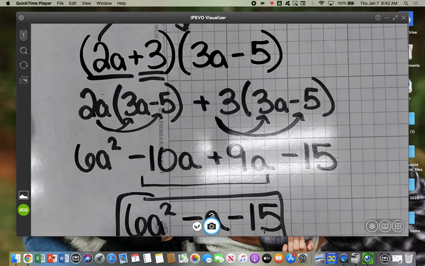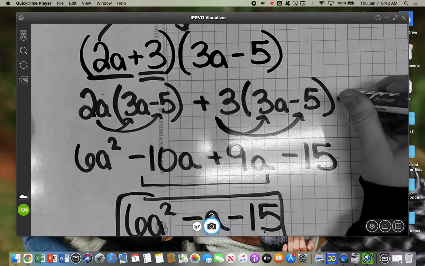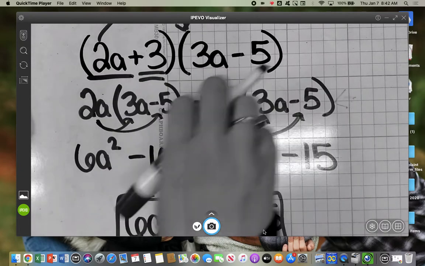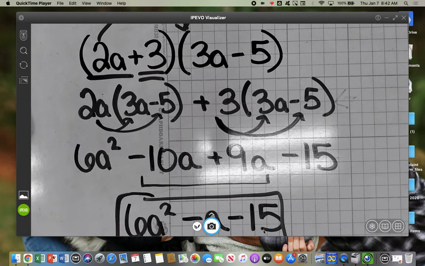Now, if you guys want to skip this step and just go ahead and start distributing and go to this line here, I'm okay with that. And on the next example, that's what I'm going to do. However many terms you have in the first parentheses, that's what you're just going to distribute each term. So you distribute the 2a first, then distribute the 3, and if you have like terms, we're going to combine those together.